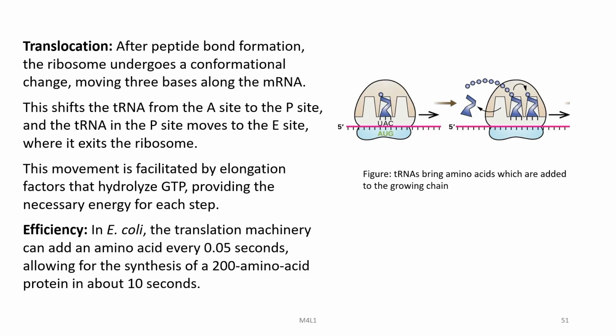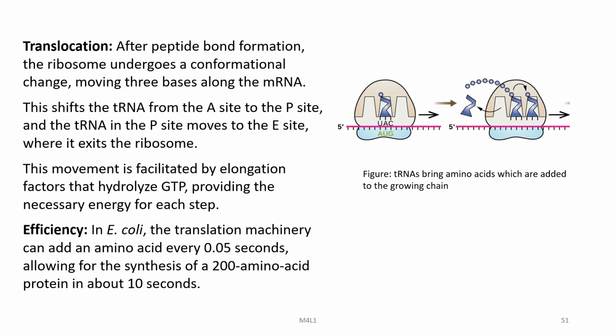Then the next step is translocation. After peptide bond formation, the ribosome undergoes a conformational change, moving 3 bases along the mRNA. This shifts the tRNA from the A site to the P site, and the tRNA in the P site moves to the E site where it exits the ribosome. This movement is facilitated by elongation factors that hydrolyze GTP, providing the necessary energy for each step.